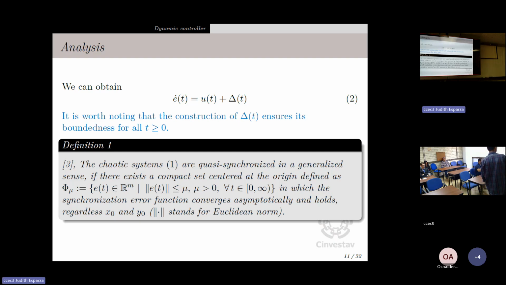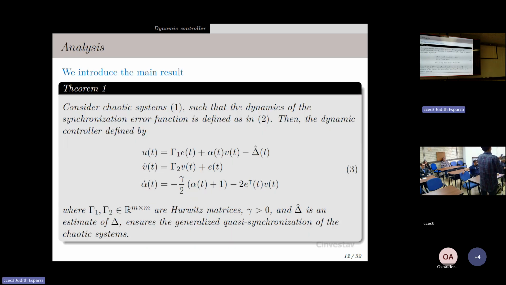And then these are the details. At this moment, we present the main result, but all the details are in the paper. You can read it without problem. The principal result of this talk is this dynamic controller, simply a dynamic controller, presented in three equations.